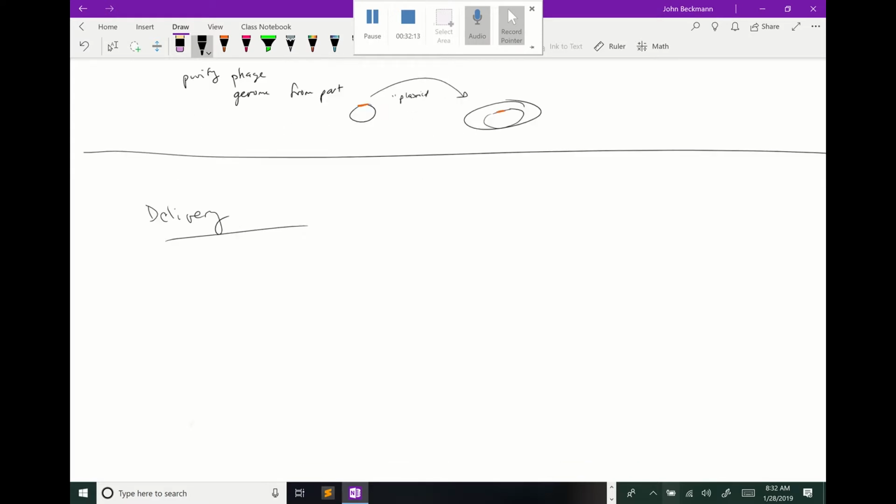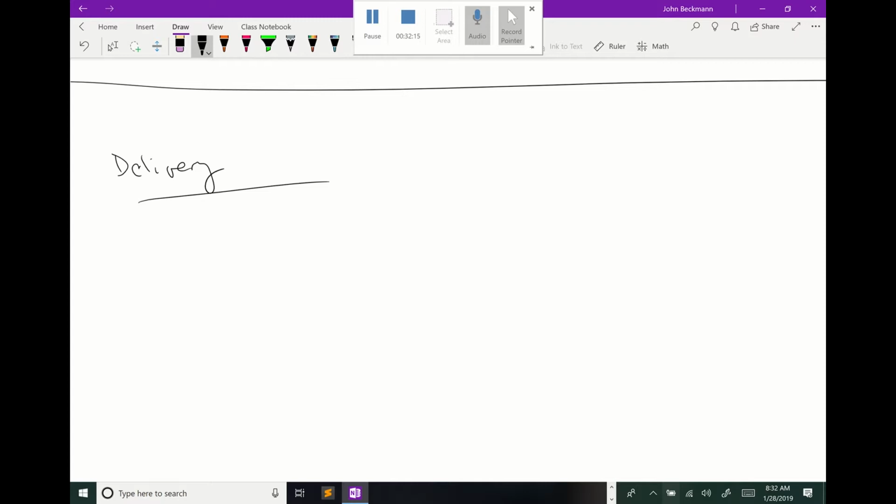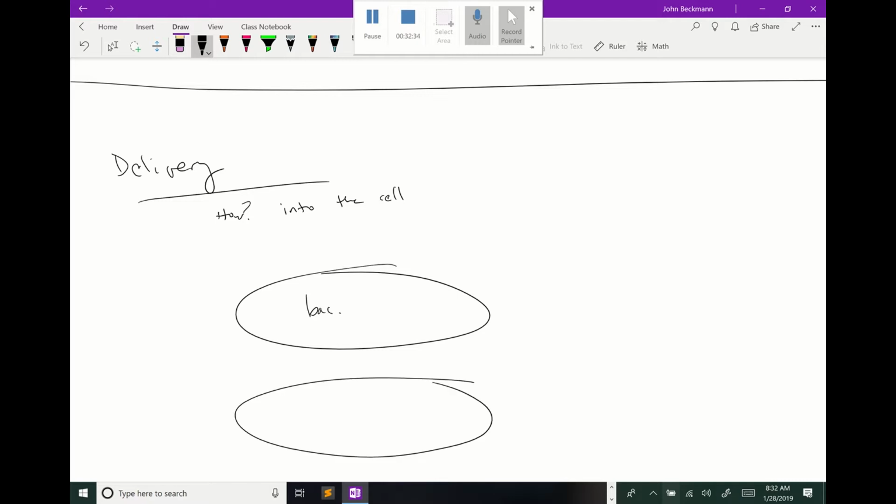Okay. So what do I mean by this is, we've made our constructs. We're going to insert gene X. How do you get it into the cell? In a single cell organism like bacteria or yeast, budding yeast, you can do what we've talked about, which is called transformation. And we'll have more on that later. But this is just a means of getting the plasmids into the cell.